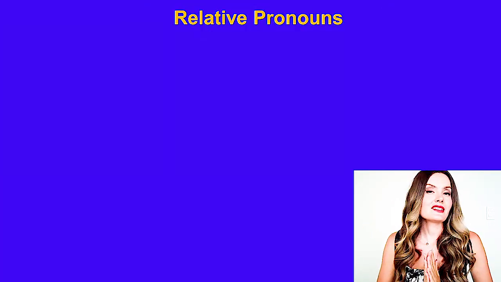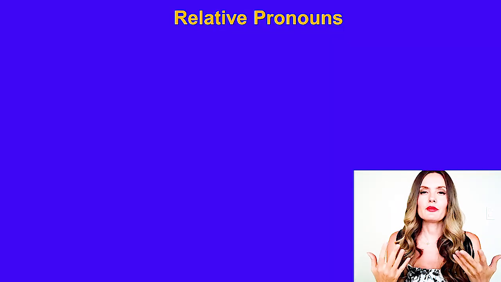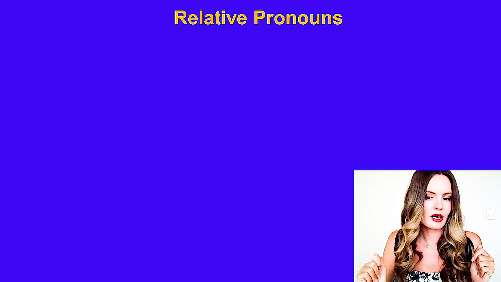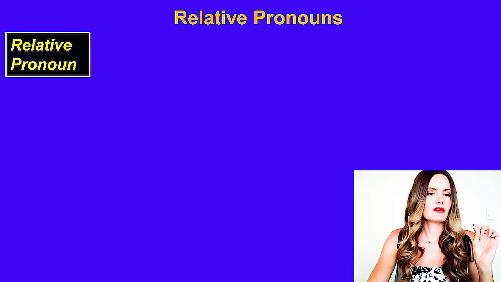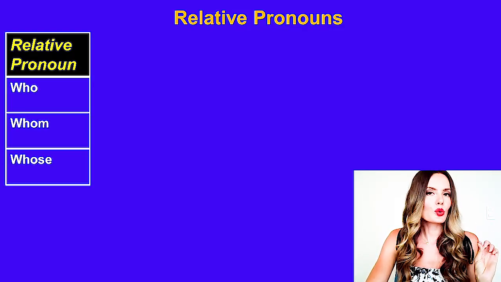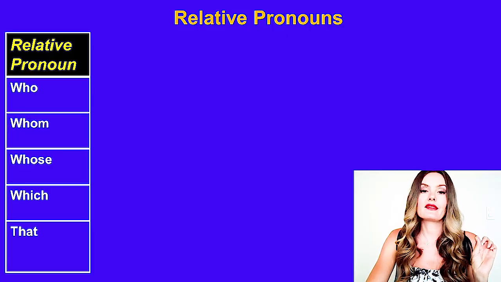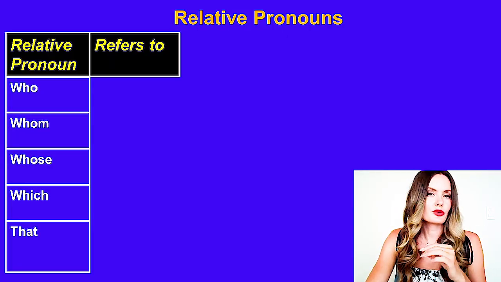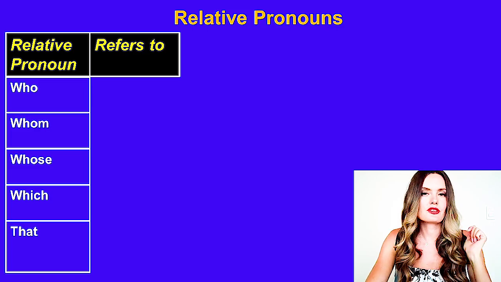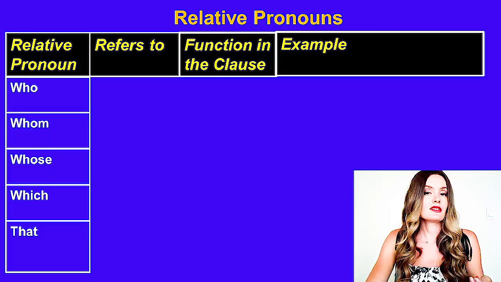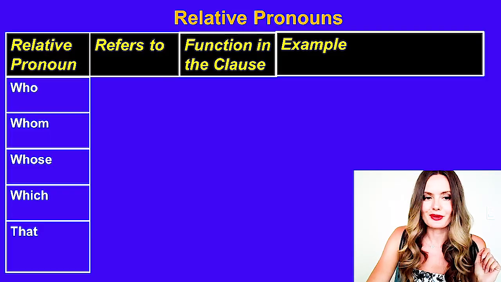And now let's take a look at the chart that will help you to understand the purpose of each relative pronoun. So we have relative pronouns: who, whom, whose, which, and that. Now we are going to talk about what each pronoun refers to, their function in the clause, and we'll take a look at the example, of course.